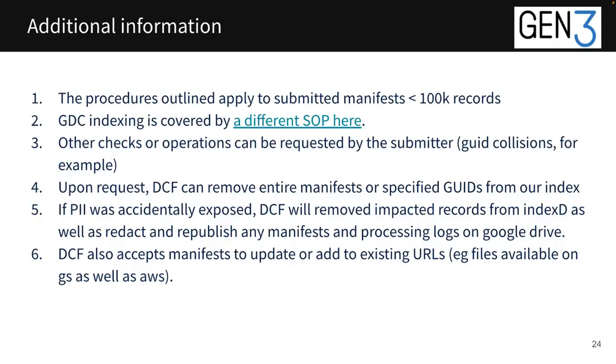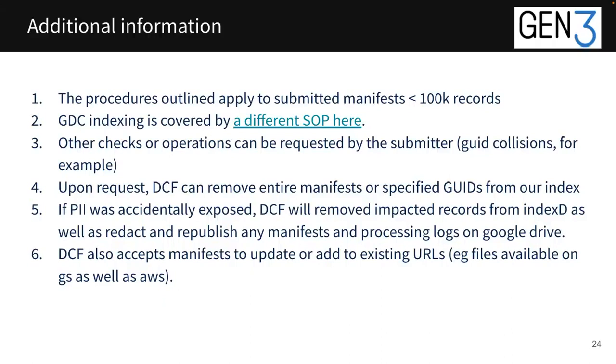Upon request, DCF can remove entire manifests or specific GUIDs from our index. If PII was accidentally exposed, DCF will remove impacted records from IndexD, as well as redact and republish any manifest and processing logs on Google Drive.